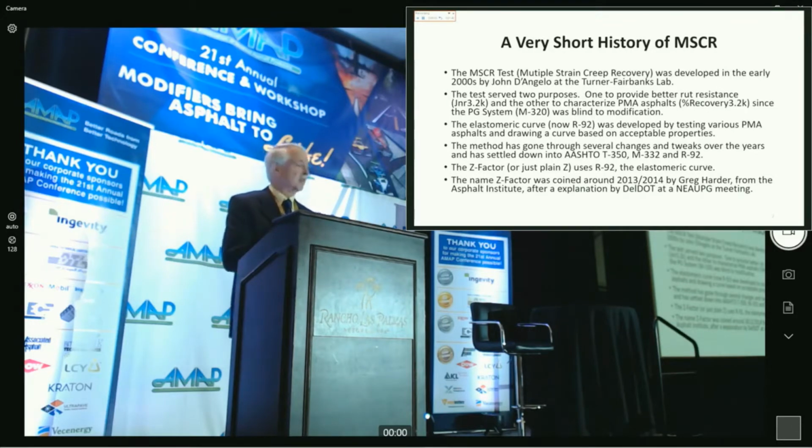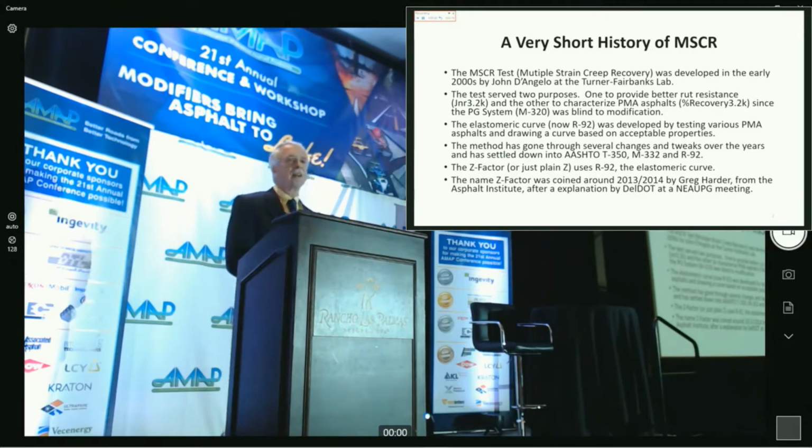A short history of the MSCR test. It was developed by John D'Angelo at Turner-Fairbank in the early 2000s and became a provisional standard about 2008. The test was developed for two purposes. One was to better characterize rut resistance, which is your Jnr, or non-recovered compliance. The other was to characterize polymer modified asphalts, which is percent recovery, because the PG system, which developed out of SHRP, which is AASHTO M320, is blind to modification.